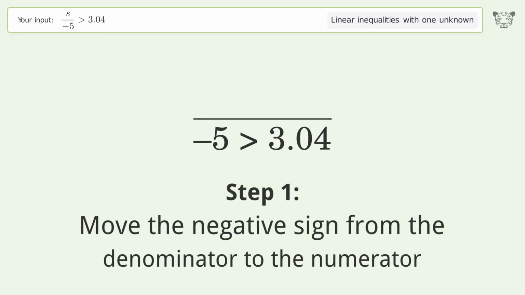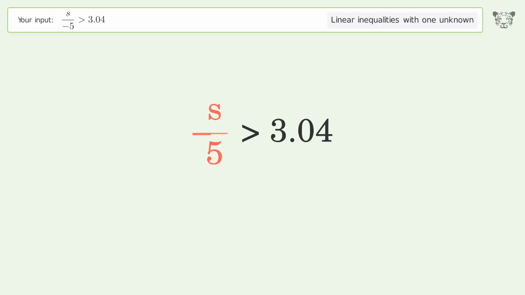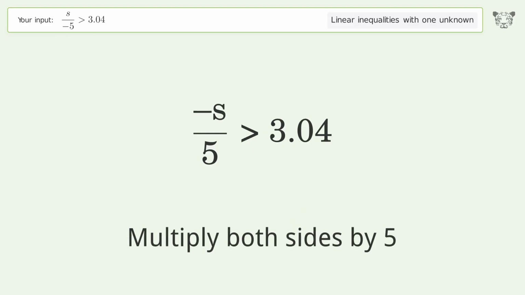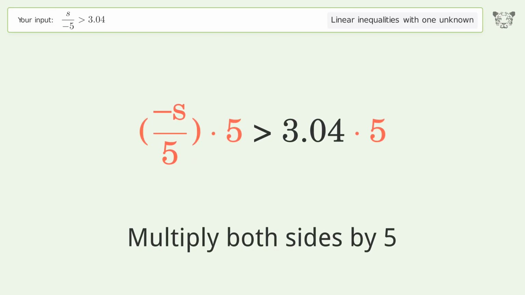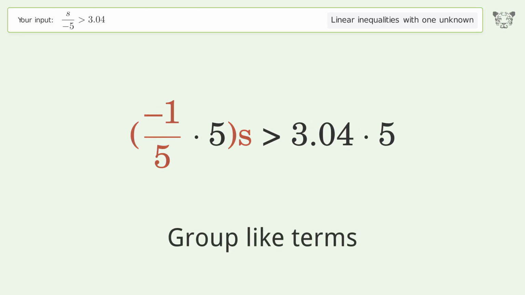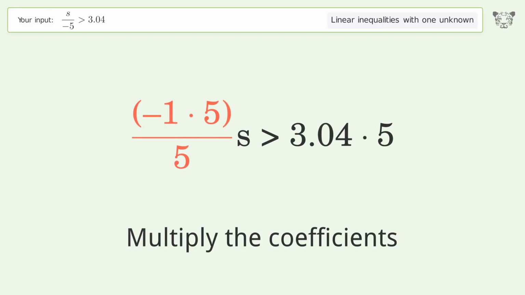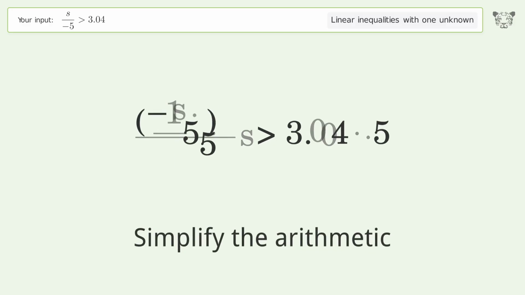Move the negative sign from the denominator to the numerator. Isolate the s. Multiply both sides by 5. Group like terms. Multiply the coefficients. Simplify the arithmetic.